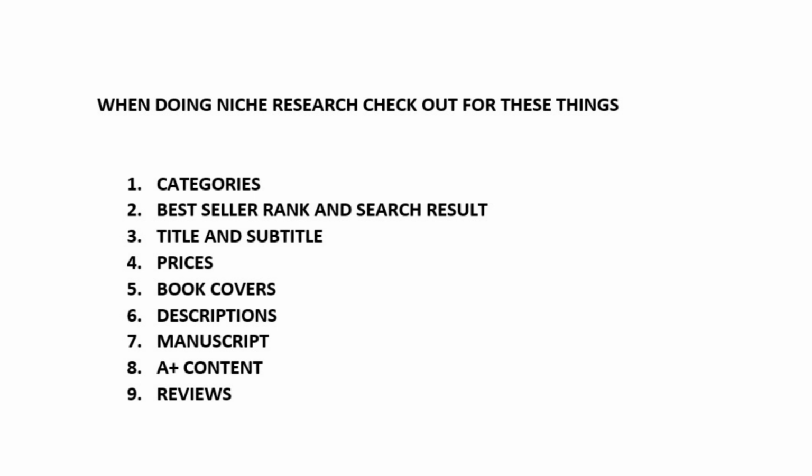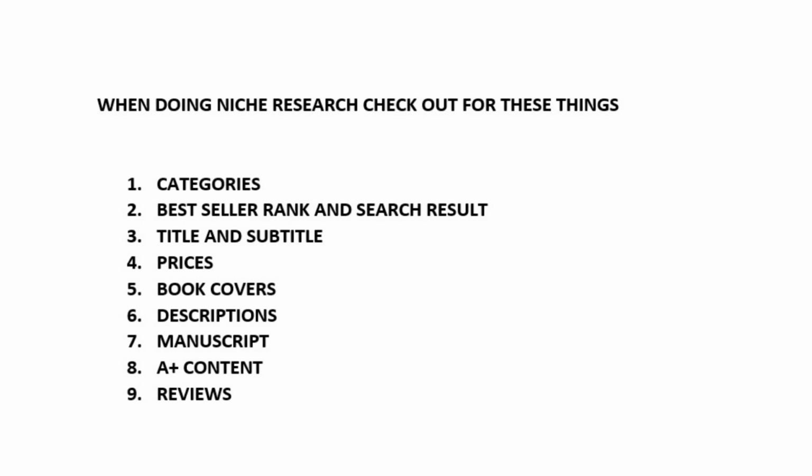And now, when doing niche research, you have to check out for these things so as to take note of each of them and to know if that's something you want to do in the long run. Now, what to check out for are the categories, bestseller rank and search results, titles and subtitles used in the books, prices, book covers, descriptions, manuscript, A+ content, and reviews.